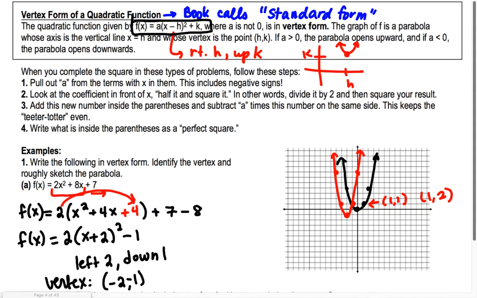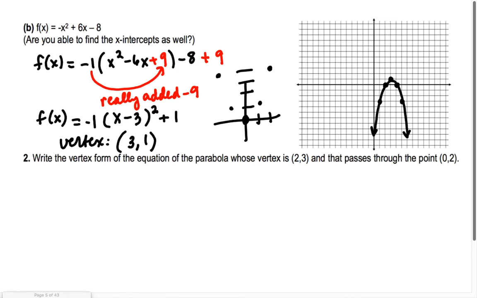Okay, so this one says, can we maybe find the x-intercepts as well? How do I find x-intercepts? Yeah, 0 for y. We just talked about that last time. So if I plug in 0 for y, I get -x squared plus 6x minus 8. And we factor.